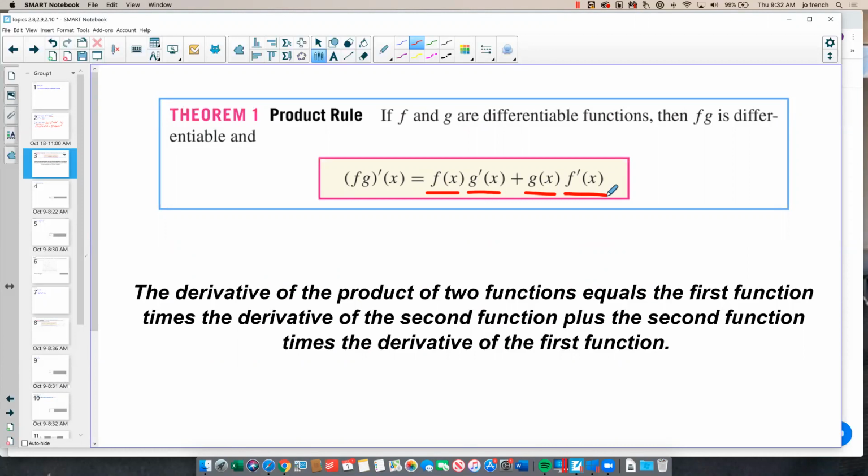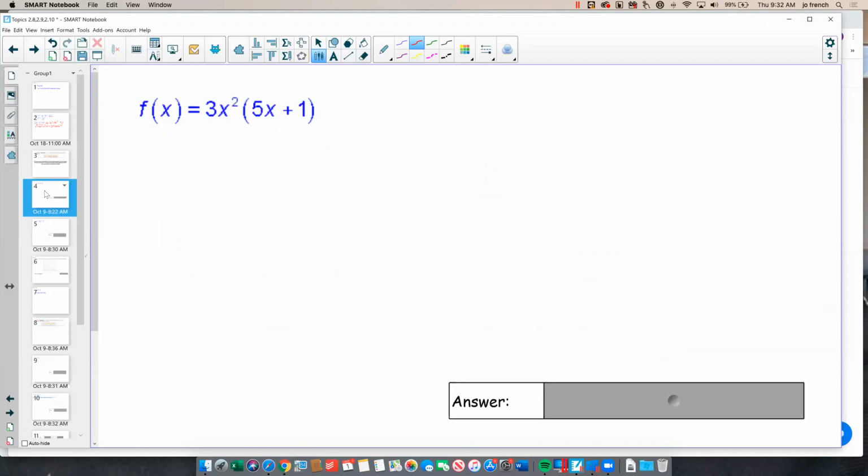Let's work through a couple of example problems. So here, f of x is 3x squared times the quantity 5x plus 1. And if we remember that the derivative of our product is going to be the first times the derivative of the second plus the second times the derivative of the first. Sometimes you'll see it in reverse order, which is perfectly fine. If you add 3 and 4, you get the same answer as adding 4 and 3.